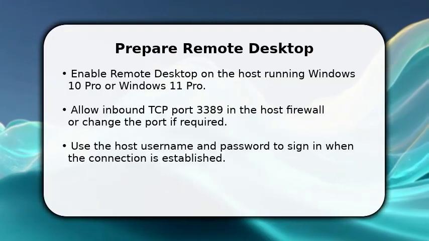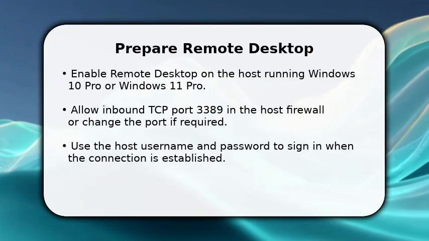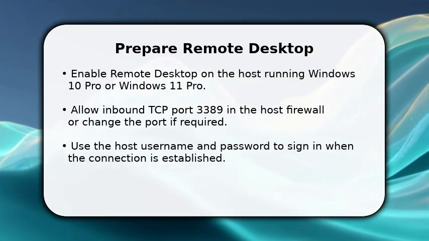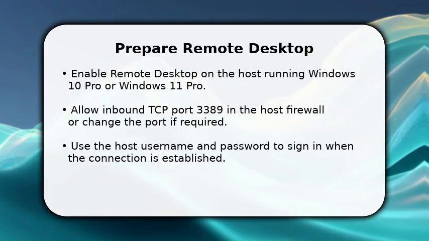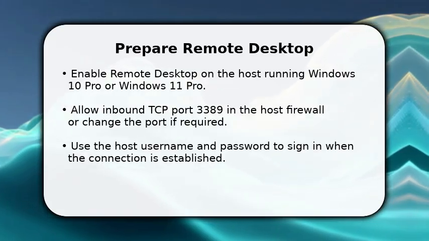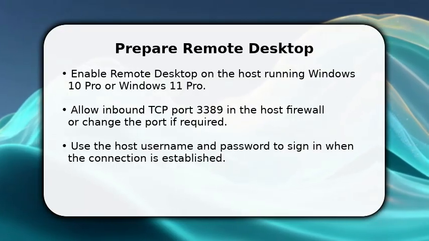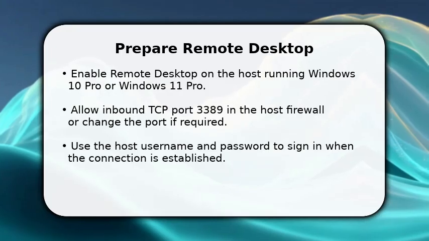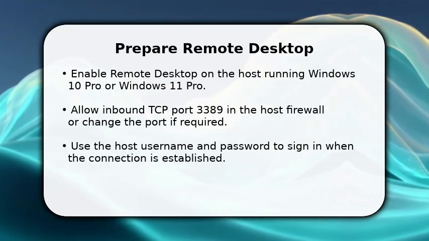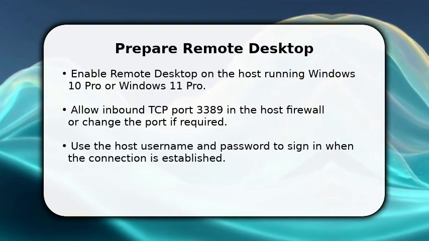First, prepare the host and client for remote desktop connections. Enable remote desktop on the host running Windows 10 Pro or Windows 11 Pro. Confirm the account has a strong password and is allowed to sign in remotely. Allow inbound TCP port 3389 in the host firewall or change to a custom port and update rules.